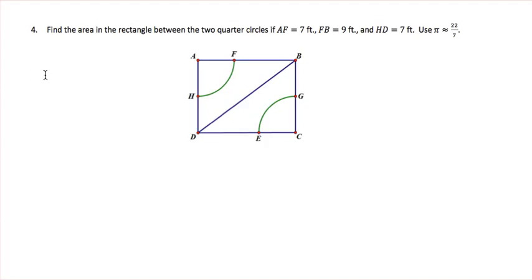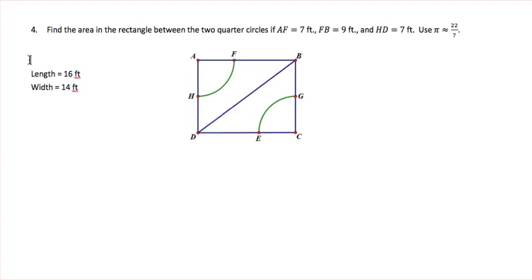We'll label that first. 16 feet. Our width, up and down, they're saying that HD is 7 feet. We know that AF is 7 feet, and so since this is a quarter circle, we know that AH is also 7 feet. They are both radii of the circle. So this is 7, and HD is 7, and that means that the width is 14 feet. 7 plus 7 is 14.